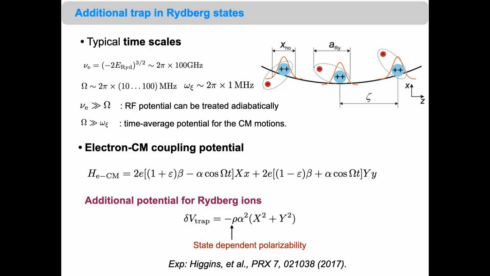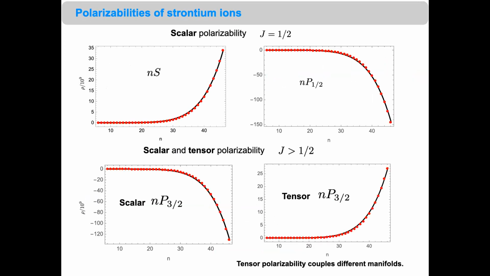In the end, what we find is that this electron central mass coupling gives us some additional trapping potential if the ions are in a Rydberg state. This additional trapping potential depends on rho, the polarizability in the Rydberg state. If we look at the polarizability, we find that it depends strongly on the different Rydberg states. This is for J equal to 1/2, like NS or NP 1/2. We find that we only have scalar polarizability. If J is larger than 1/2, we will also have tensor polarizability.